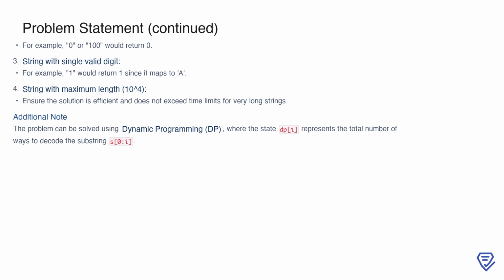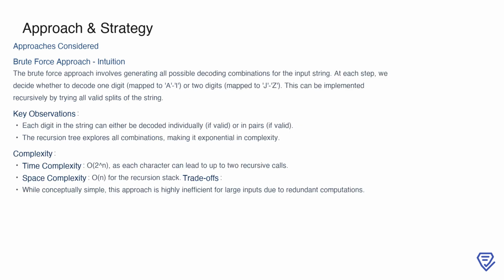To solve this problem, we can start by considering the brute force approach. The intuition here is to try generating all possible decoding combinations for the input string. At each step, we make a decision: should we decode one digit, which maps to letters A through I, or two digits, which map to letters J through Z?